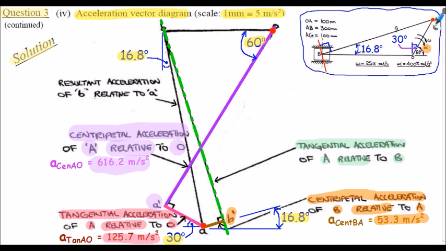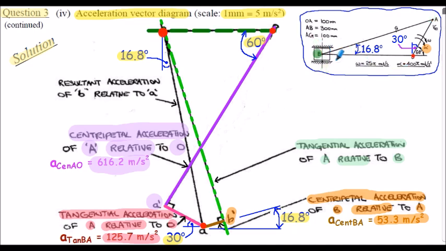Still considering point A here, there will be a tangential acceleration of B relative to A in the direction shown, at right angles, of course, to the connecting rod AB. So what we do now is draw a construction line, shown as the dashed green line on the vector diagram, in a sense shown on the mechanism diagram here. We don't know where that ends, we just draw a line through point B dash on our diagram.